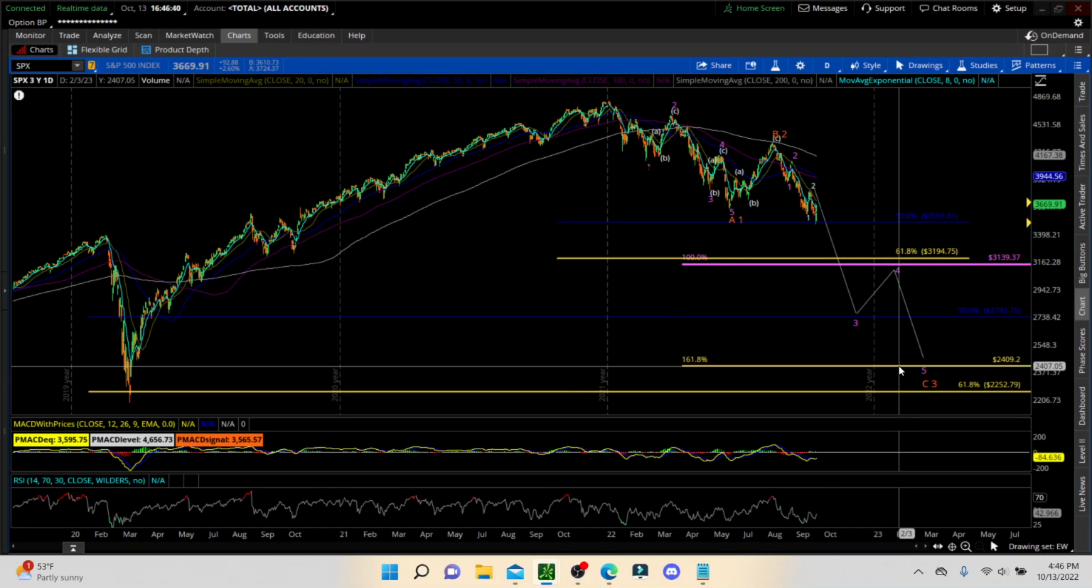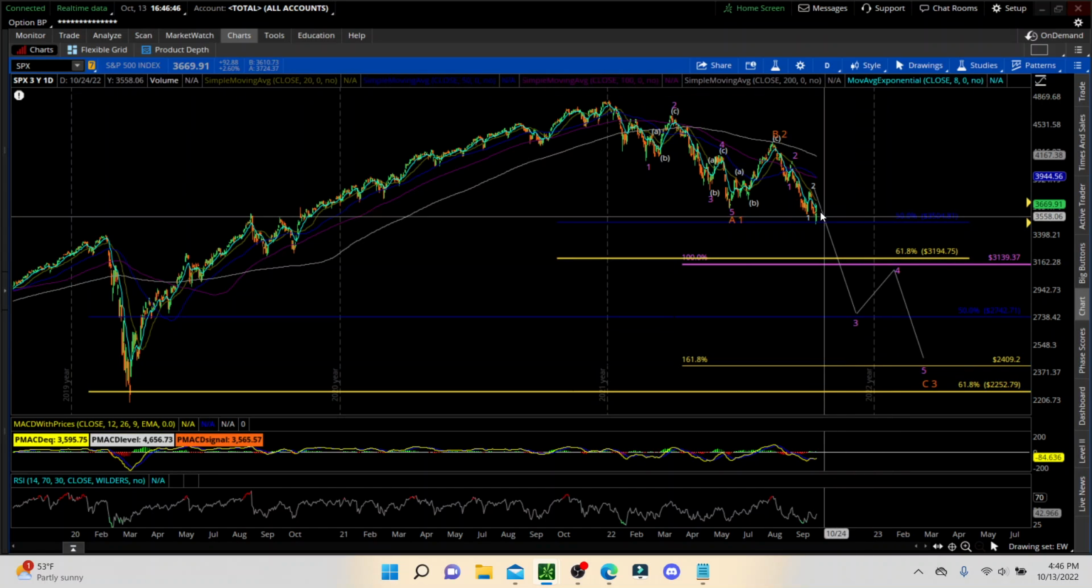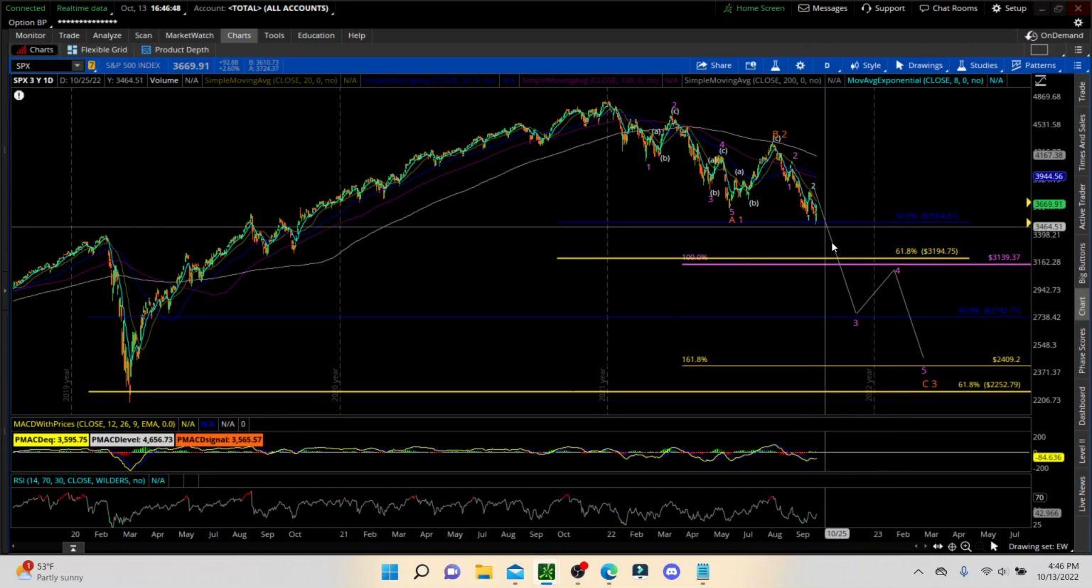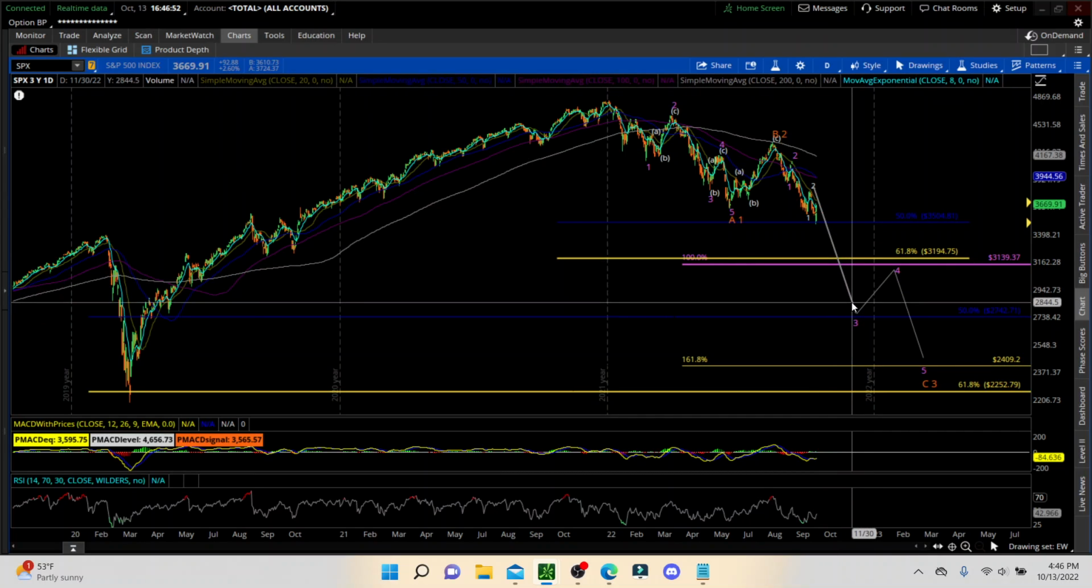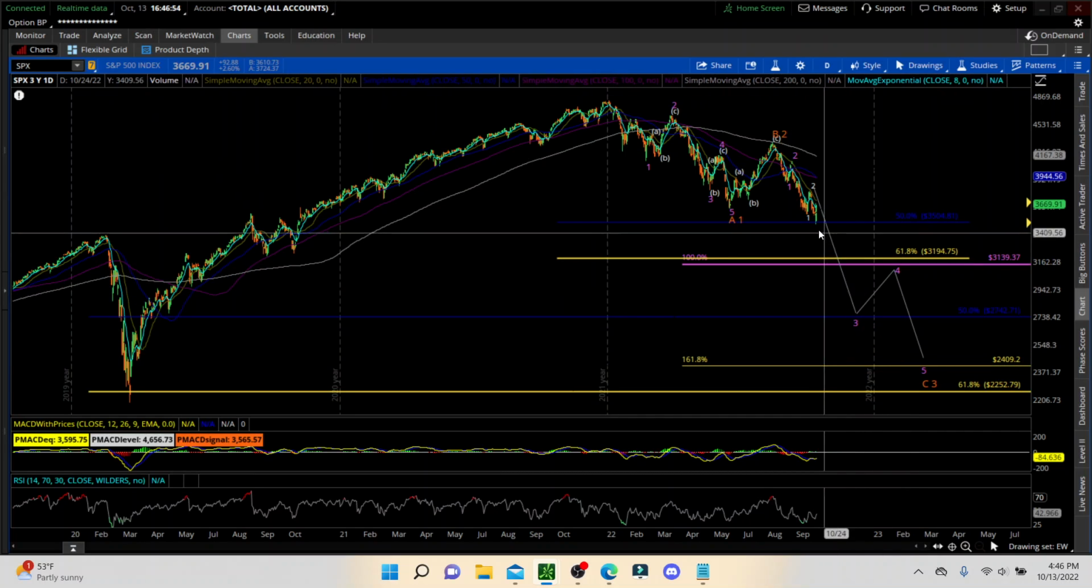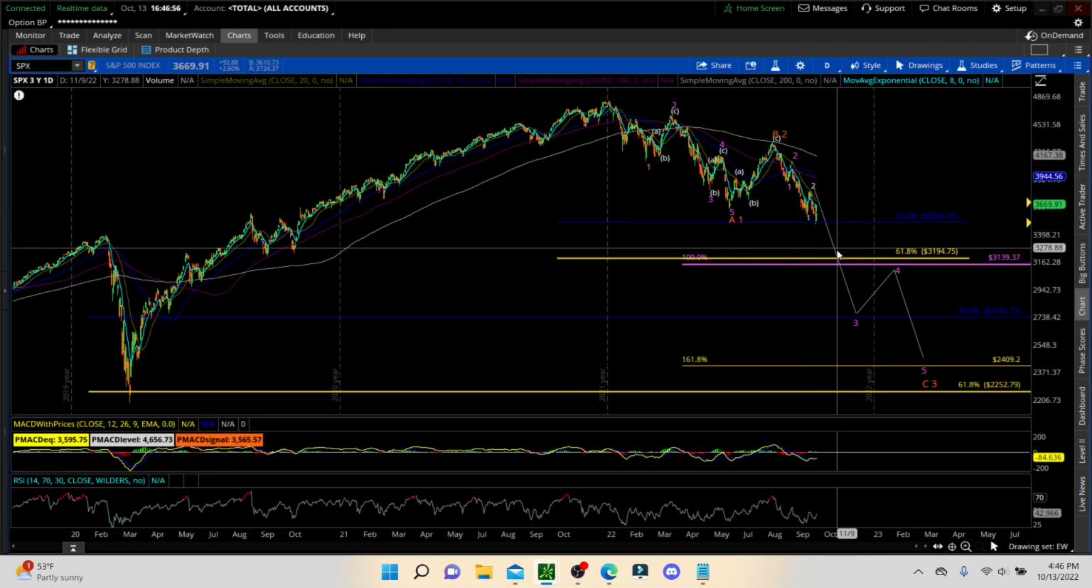So it should be pretty obvious what is happening if we reverse here, because this move is intense. You have a lot of waves that have to play out here, and we have a far way to go. It's not just going to kind of bounce up and down and up and down.